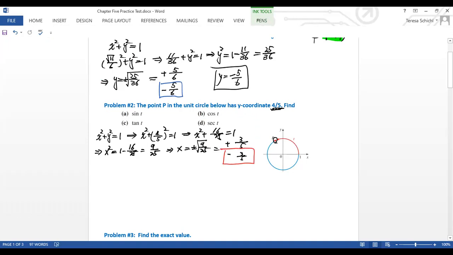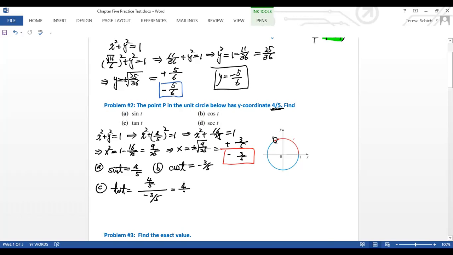Okay, now after I get x, I have y. So I can start to find the trig function values. So what is the sine of t? Sine is y, right? So it's 4/5. Okay, then b is the cosine of t. Cosine is x, right? So it's negative 3/5. Okay, so c is the tangent. So the tangent of t, tangent is what here? It's sine over cosine. So it's 4/5 over negative 3 over 5.